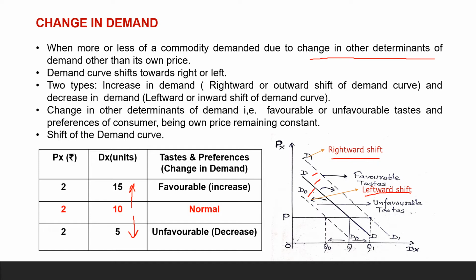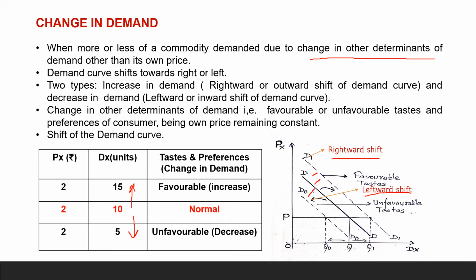OQ means 10 units. Now when it becomes favorable, then at the same price OP, that is rupees 2 per unit, the quantity demanded, the demand for the commodity, increases from OQ to OQ1, that is 15. And the demand curve DD shifts towards the right.